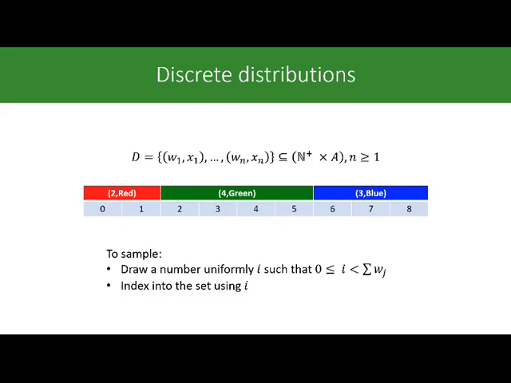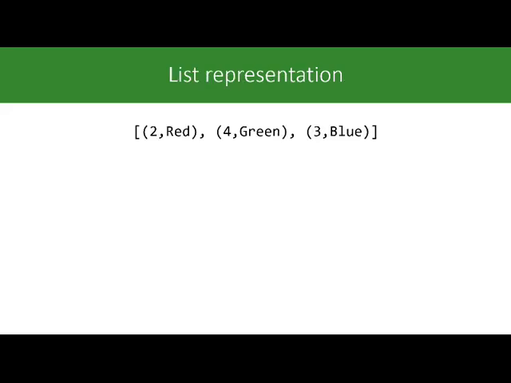What I have described so far naturally gives rise to a simple list representation. If we put the pairs 2, red, 4, green, and 3, blue in a list, then we could figure out the total weight by linearly traversing the list and calculating the sum, and then indexing into the list in linear time as well. This representation is, for example, used in QuickCheck's frequency combinator, and I'll get back to that later.